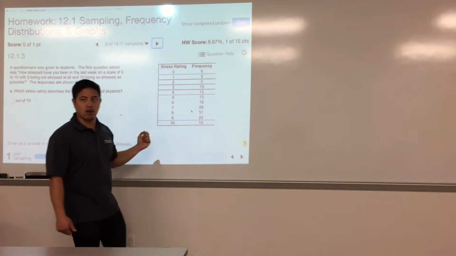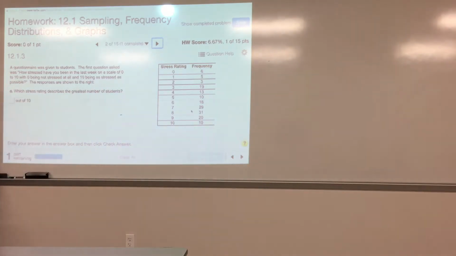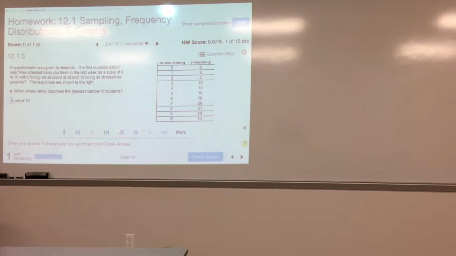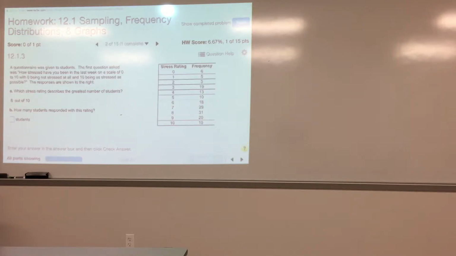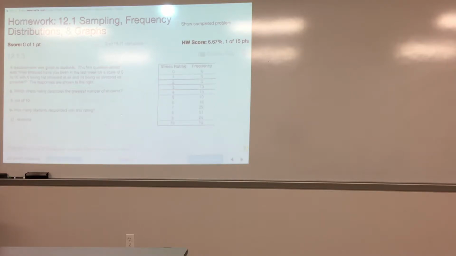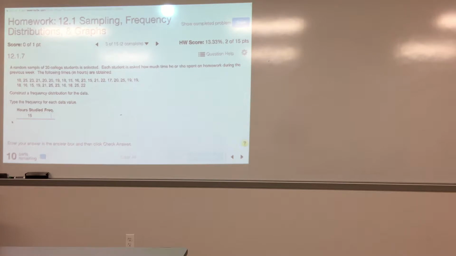Any questions about that at all? Okay, so now you understand what a frequency distribution looks like. Let's answer the question, which stress rating describes the greatest number of students? Which one is that? 8. 8, exactly. The 8 is the stress rating that represents the most because it has the greatest frequency, naturally, okay? How many students responded with this rating? How many? 31. It's that easy, done. Okay? That's all there is to it, simple.